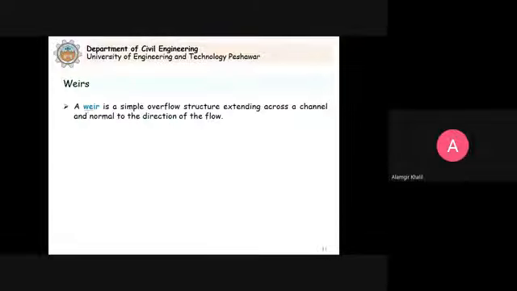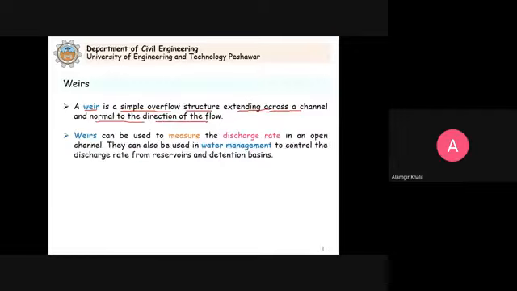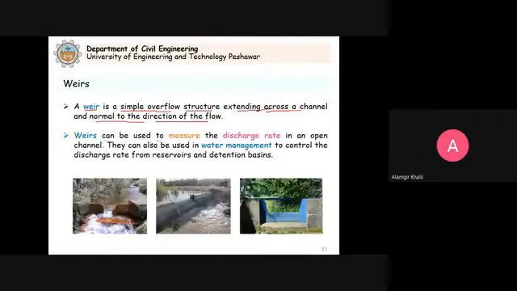So we already know that a weir is a simple overflow structure extending across a channel and normal to the direction of the flow. So weirs can be used to measure the discharge rate in an open channel. We are using weirs and notches. So these are used for measurement of discharge.